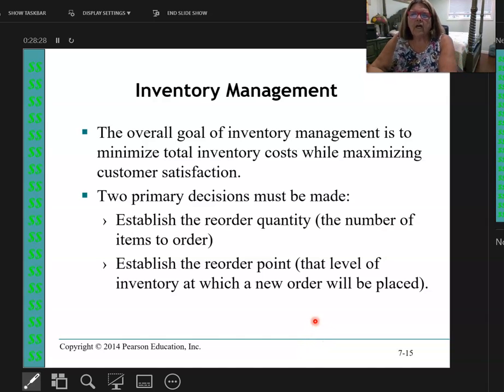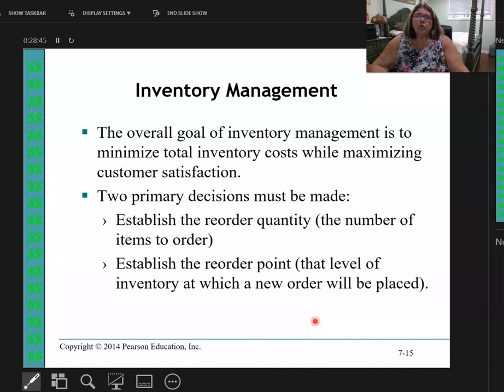Okay, next we're going to talk about inventory management. Inventory, if you sell a product, this is probably one of your biggest expenses. And the whole goal of inventory management is to buy the right product to maximize my customer satisfaction.